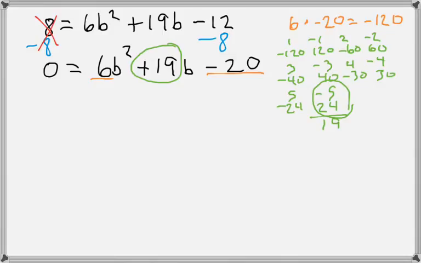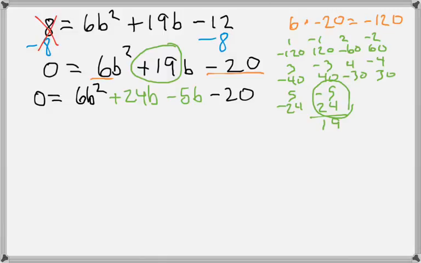So we rewrite the middle term. So we still have our 0 equals a 6b squared. And instead of a 19b, we're going to rewrite that as a plus 24b minus 5b minus the 20. Now we can factor by grouping.